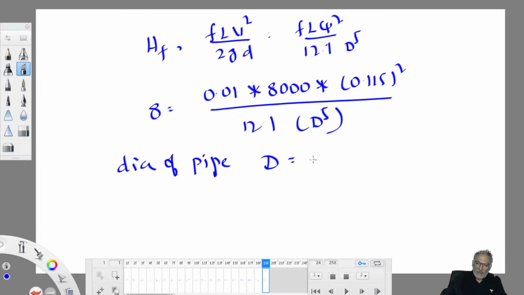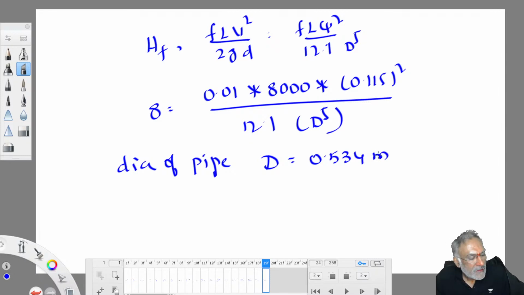So I got 0.534. Exactly 0.534 meter size pipe may not be available. Whichever pipe is available in the nearest size, that is used as the conveying pipe. Nearest size may be 0.6 meters diameter. 0.6 meters may be available, or 0.55 is available. Then we can fix it and use it. But we don't go for the nearest lower value. The nearest higher value you can take. Okay, that's how we can find out.